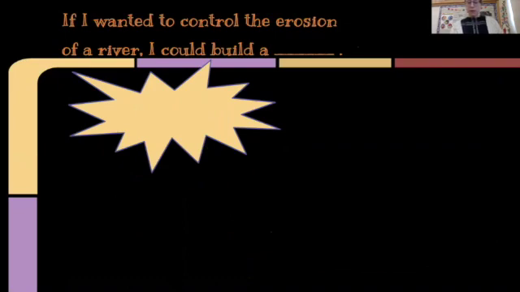All right, fill in the blank here. If I wanted to control the erosion of a river, I could build a blank. So there's a few answers that would actually fit in that spot. Pause if you need more time. Here are some answers. A dike, a levee, or a river dam. So you only had to get one of those to receive the 2 points.